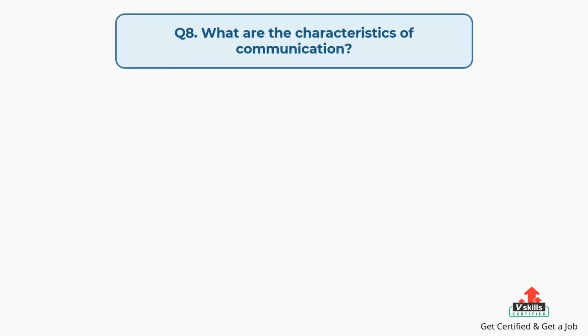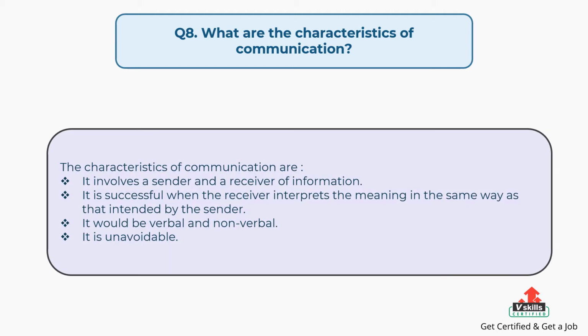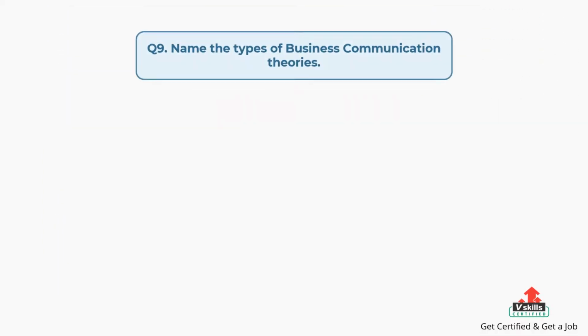Question number 8. What are the characteristics of communication? The answer is: the characteristics of communication are: it involves a sender and a receiver of information. It is successful when the receiver interprets the meaning in the same way as that intended by the sender. It would be verbal and nonverbal. It is unavoidable. Question number 9.